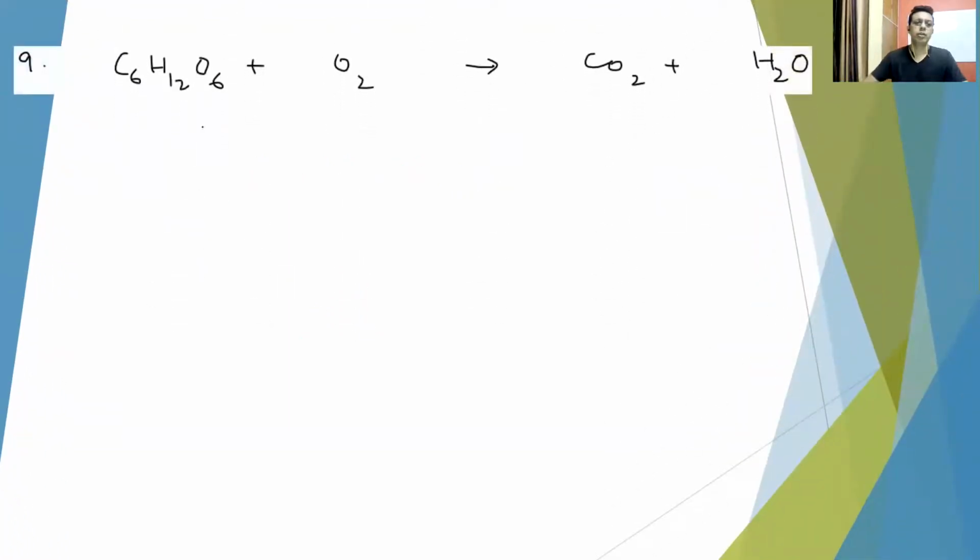Equation 9, glucose plus oxygen gives carbon dioxide plus water. Here also we'll keep oxygen to be balanced at the end. Hydrogen 12, so place 6 here, hydrogen becomes 12. Carbon 6, place 6 here, carbon becomes 6. Now oxygen is left. Right hand side is 6 times 2, 12, plus 6, 18 oxygen. And left hand side is 6, so you have to make it 12. So 6 times 2, 12, 12 plus 6 is 18.